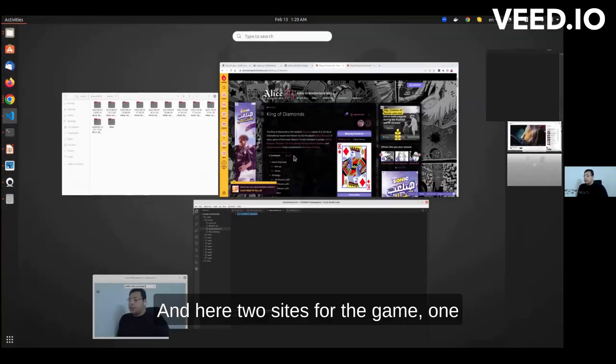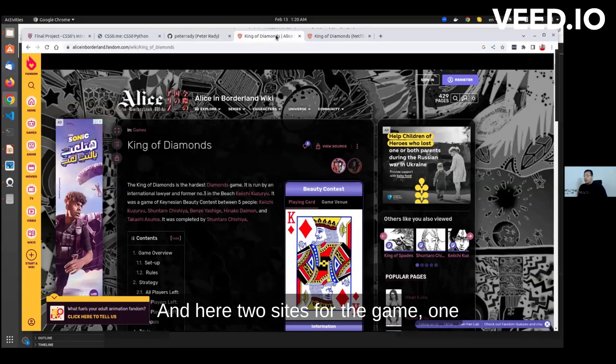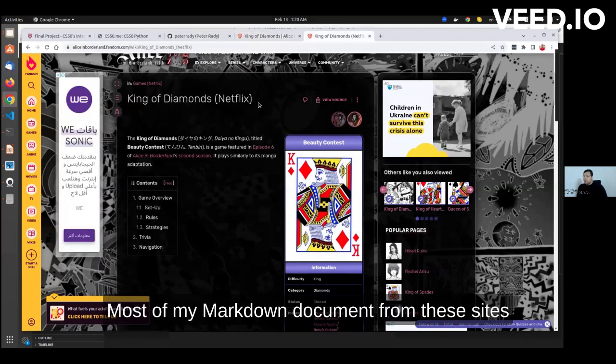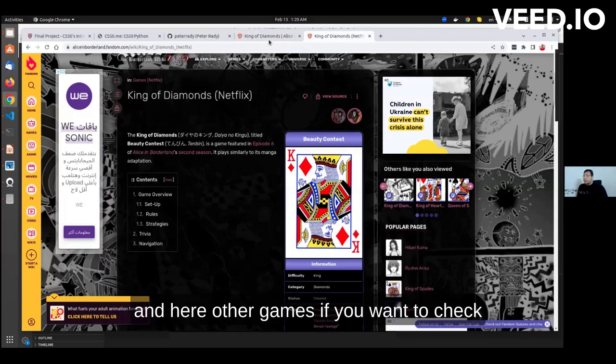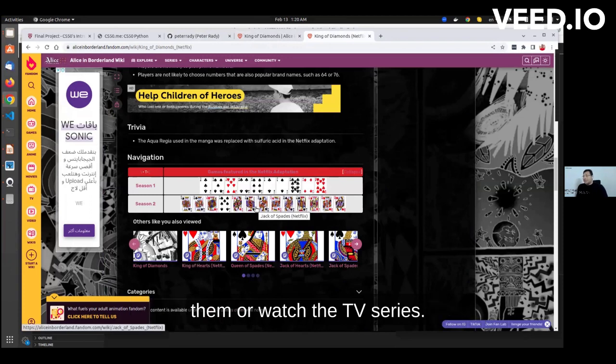And here are two sites for the game. One of them is based on the Netflix TV series. Most of my markdown document is from these sites, and there are other games if you want to check them or watch the TV series.